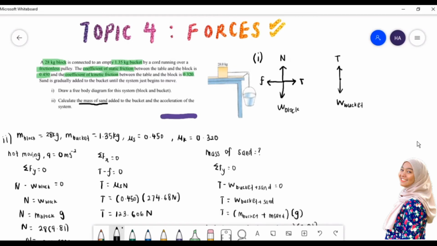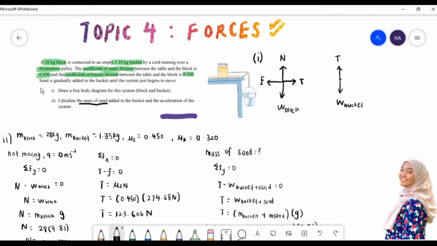So the first question we have here is a 28 kg block connected to an empty 1.35 kg bucket by a cord running over a frictionless pulley. The coefficient of static friction between the table and the block is 0.450 and the coefficient of kinetic friction between the table and the block is 0.320. Okay, here we have the coefficient of static friction and the coefficient of kinetic friction. Sand is gradually added to the bucket until the system just begins to move. Here we can see that before the sand is added, the system does not move, it is at rest.